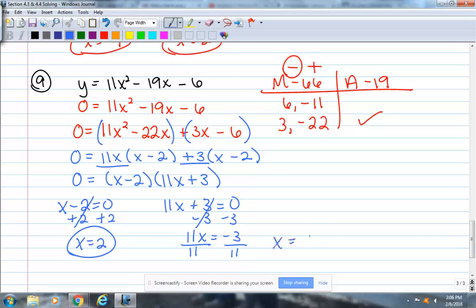X equals negative 3/11. That's seriously the longest ones they got, is the ones where you have the leading coefficient not 1 on the trinomial. So are there any questions on any of this? No. Solving by factoring.